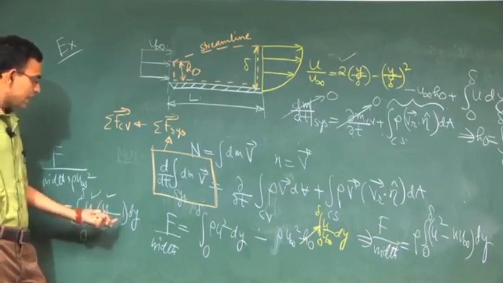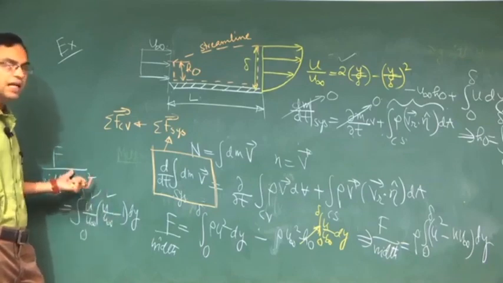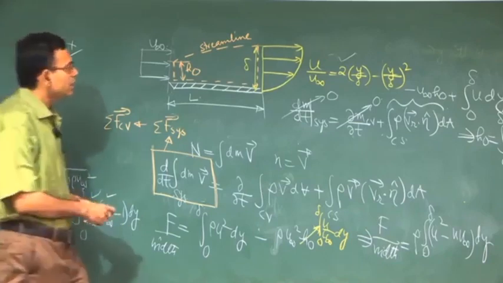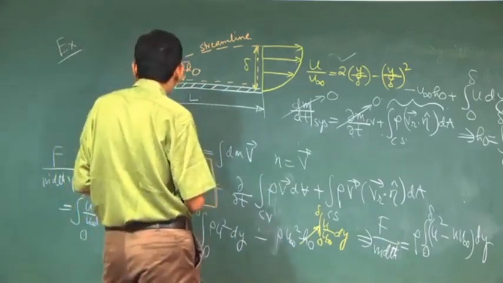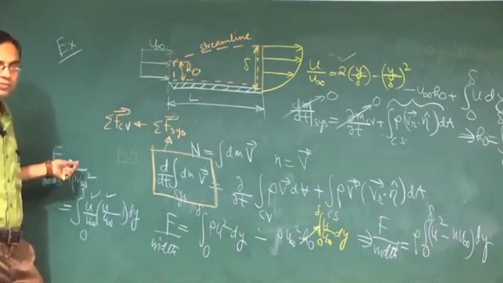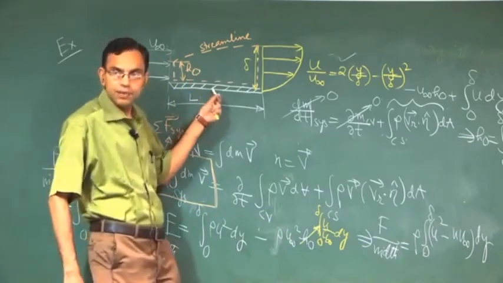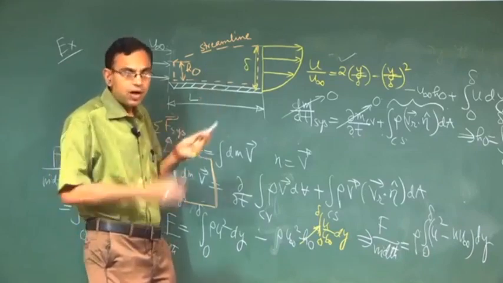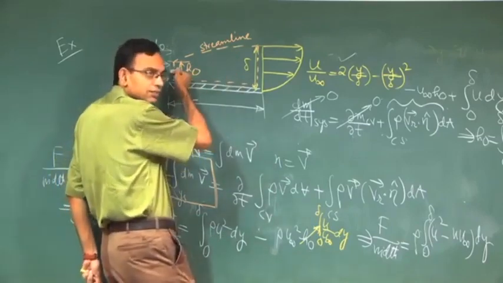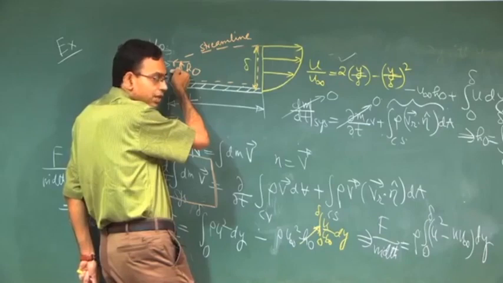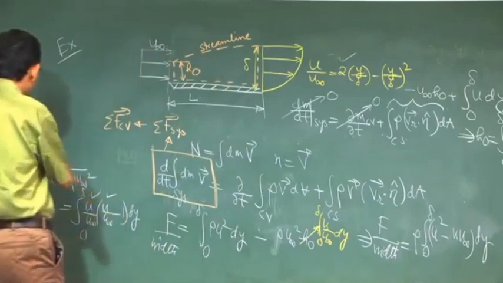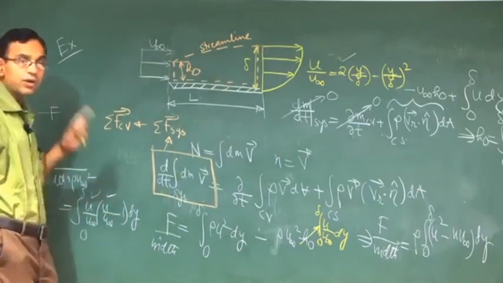You can clearly see that the answer of this should be negative, because u by u infinity is less than 1. Why should the answer be negative? This is the force on what? This is the force on the control volume, that means the force exerted by the plate on the fluid. Because the plate has a dragging or slowing down effect, it will have a force in the negative x direction. By Newton's third law, the force exerted by fluid on the plate will be minus of F. That will be your answer.